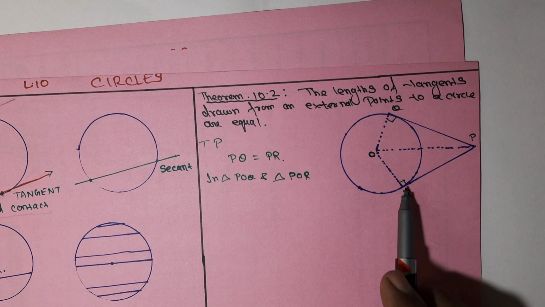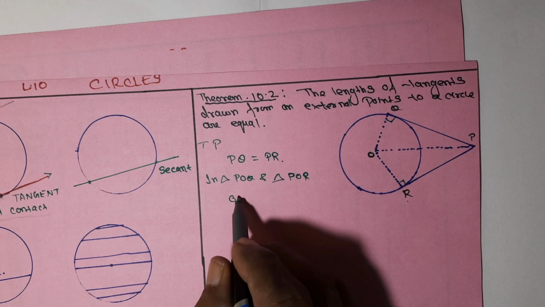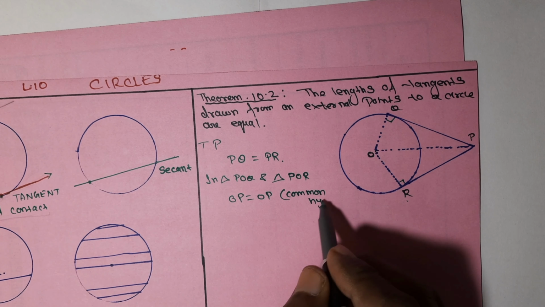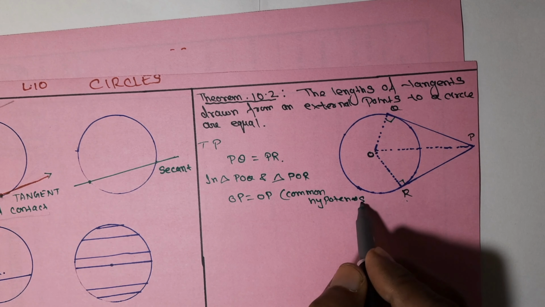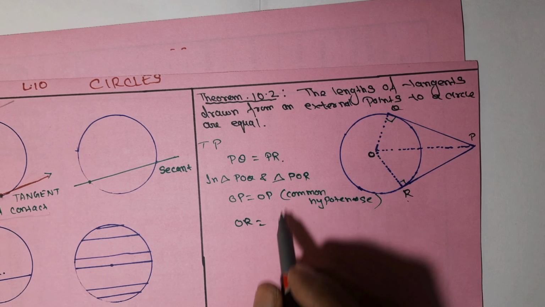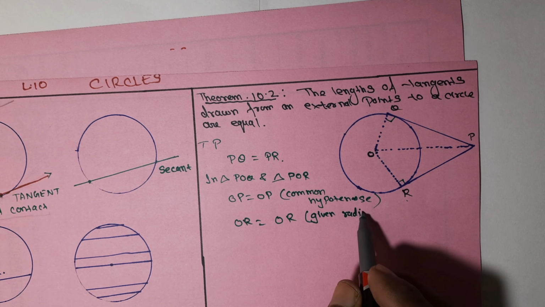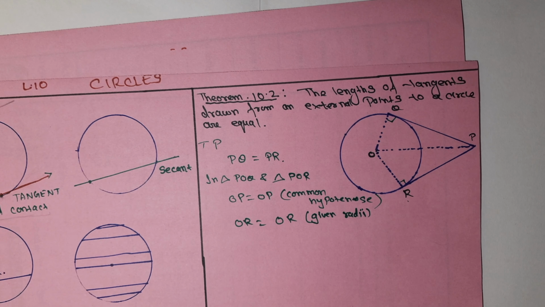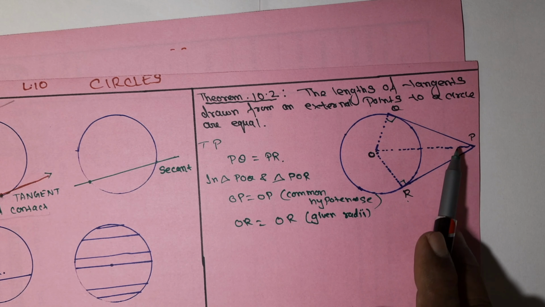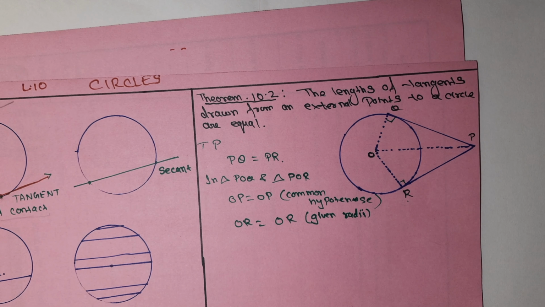Now you see, the side opposite to the right angle is the hypotenuse, and here OP equals OP. Why? Common hypotenuse. Now OR and OQ are equal. Why? It's given, because these are radii, and the radius is the same. So what is the RHS rule? RHS means if the hypotenuse of two right angle triangles is equal and one of the remaining sides is equal, then both triangles are congruent by RHS.